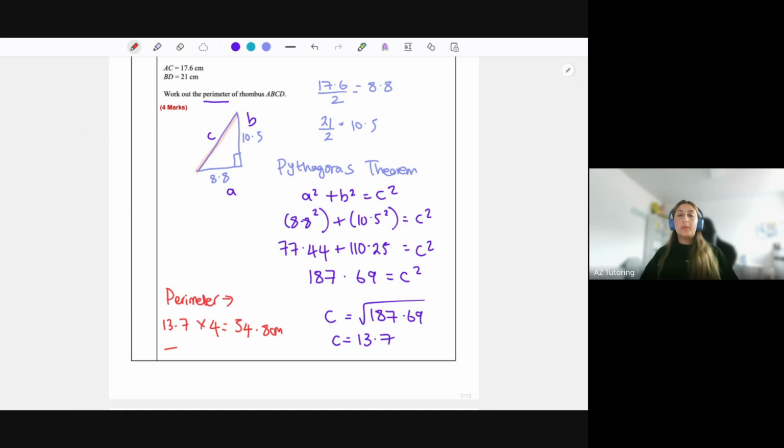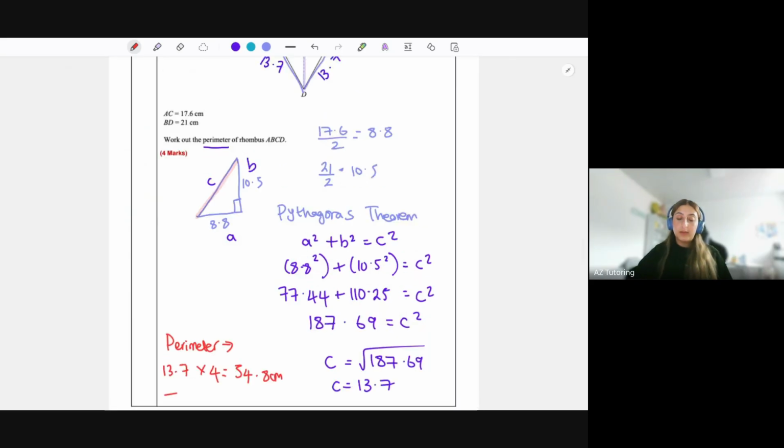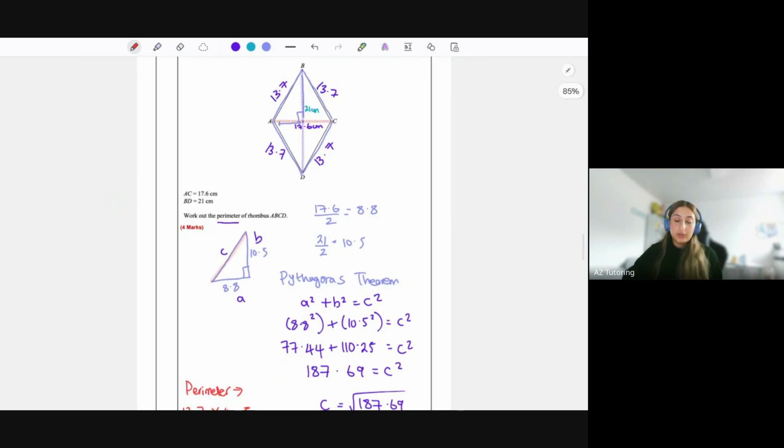So can you see how they use Pythagoras in this? So yeah, this was a Pythagoras question, including a shape.